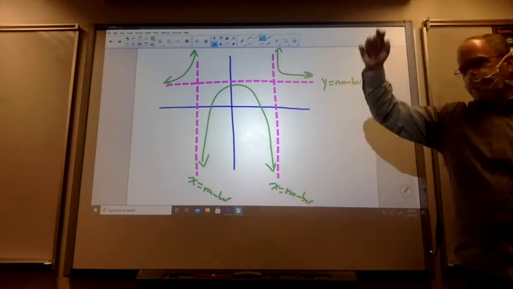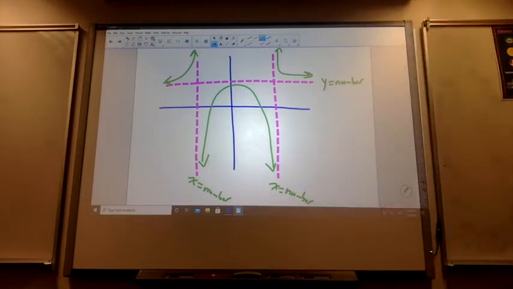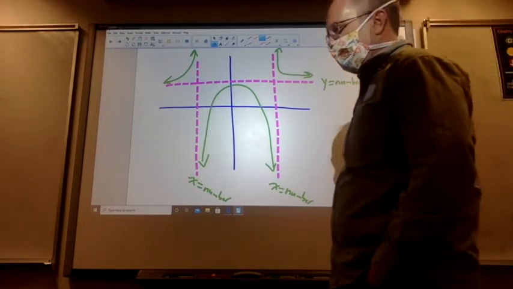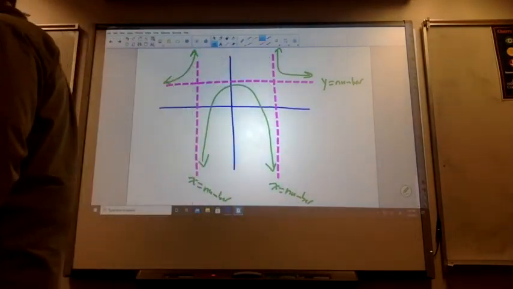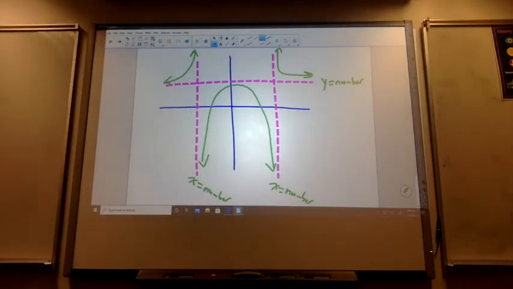This one, because it's off the x-axis, would mean I have the same degree on top as on bottom, which means I have a horizontal asymptote. These do not have an end behavior asymptote because the degree on top is equal to the degree on bottom. The only time you have an end behavior or a slant asymptote is when the degree on top is greater than the degree on bottom.